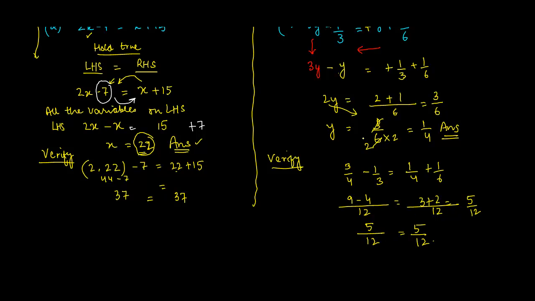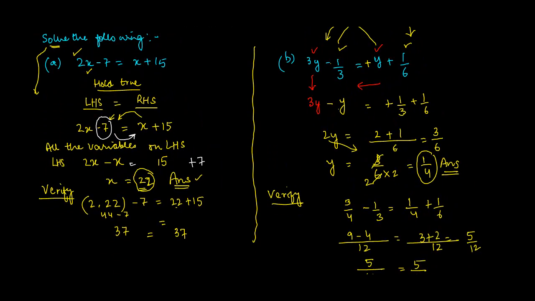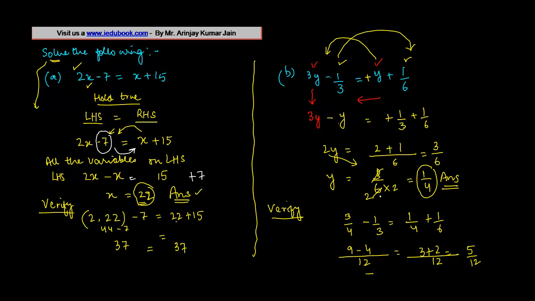Hence, for the value of y, which is 1 upon 4, we have the left hand side equal to the right hand side. Hence, y is equal to 1 upon 4 is the solution for this particular equation. Just to re-summarize, how do we do it? We bring all the terms containing the variable to one side of the equation and the ones which are constant to the other side of the equation, and then solve it.